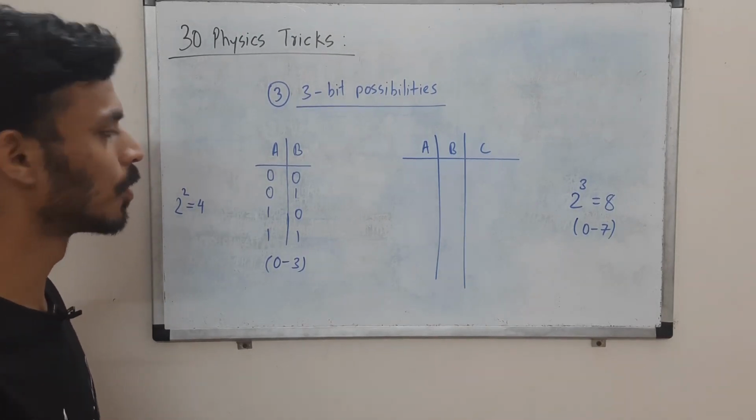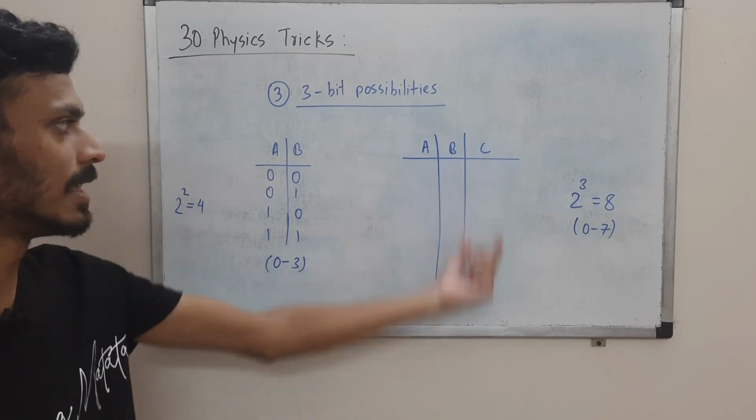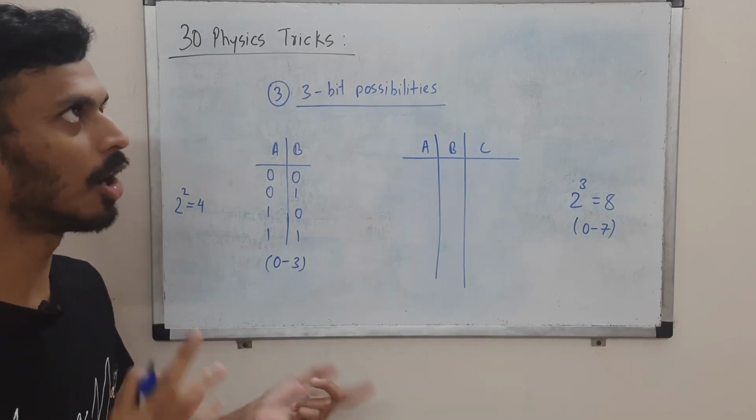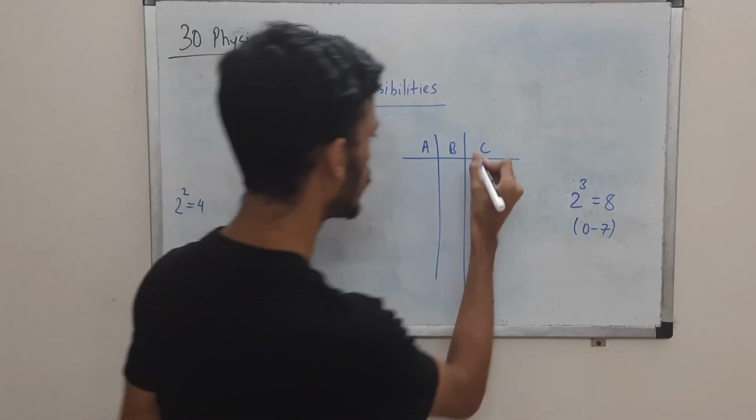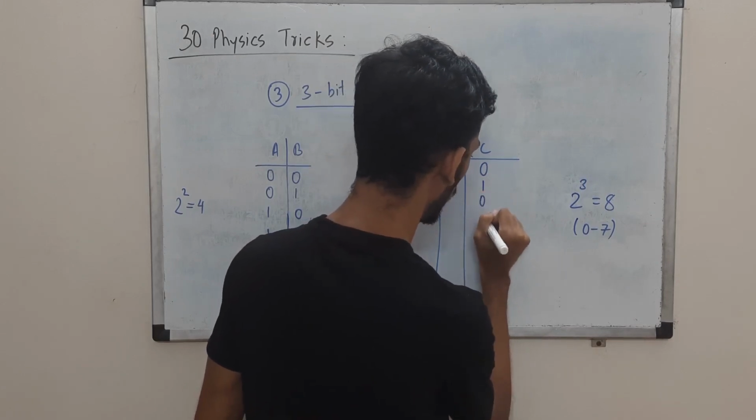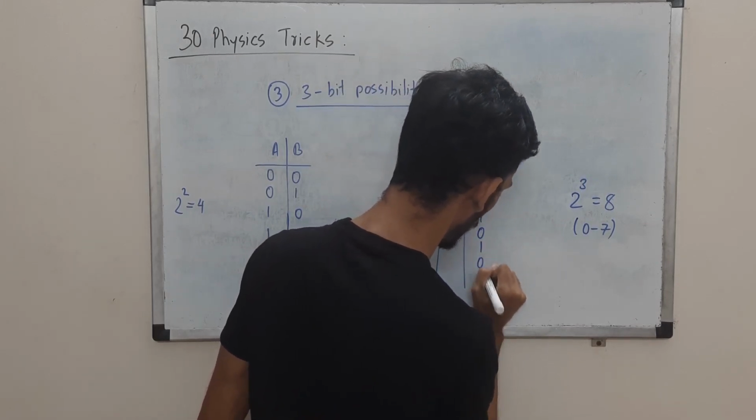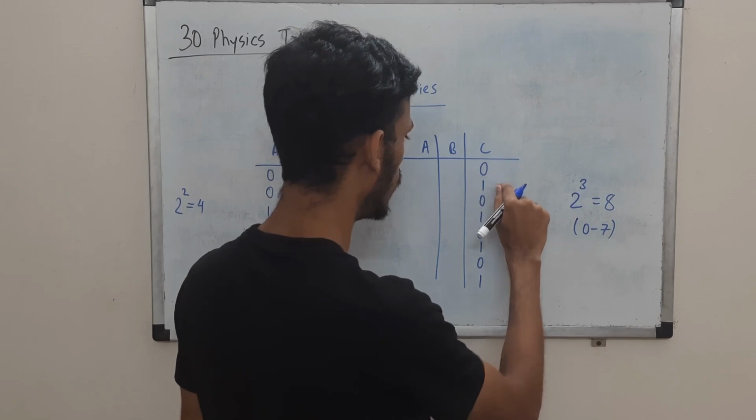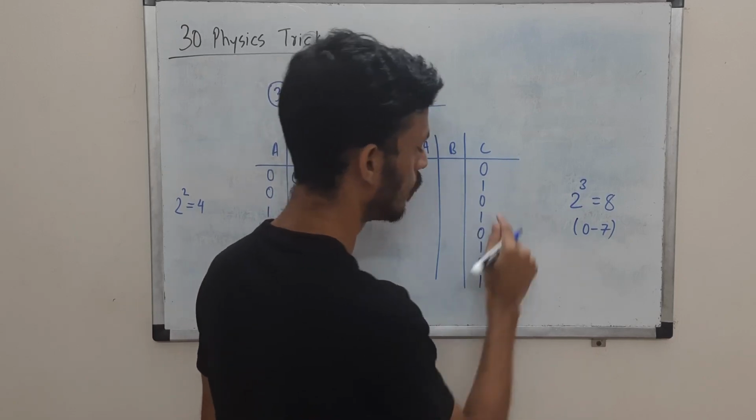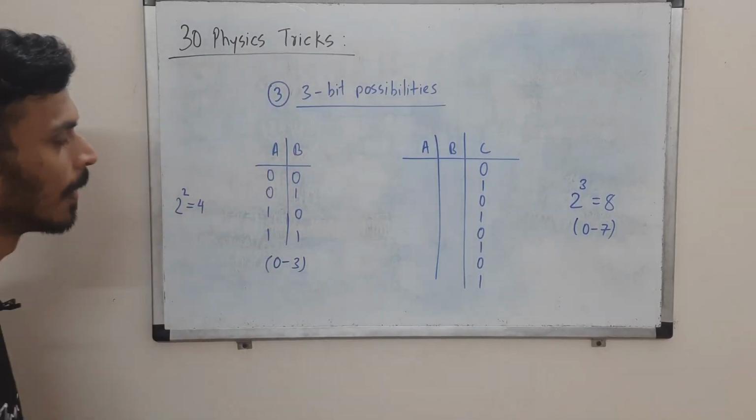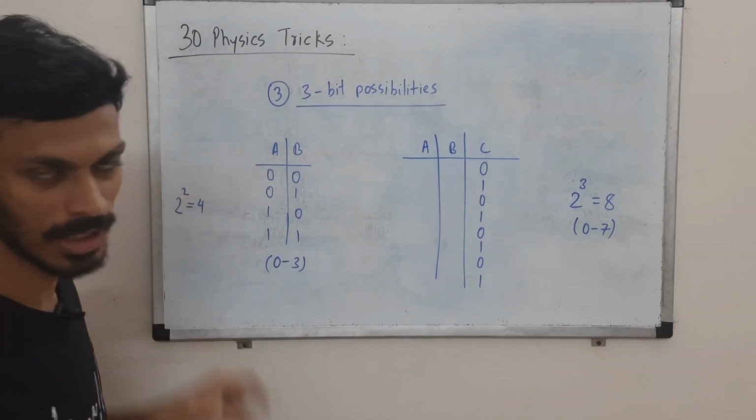That is the question. My suggestion to you is to write the C column first and write it alternatively with 0 and 1. So you begin with 0, 1, 0, 1, 0, 1, 0, 1. Right, 8 combinations, 4 zeros, 4 ones, alternating. Now repeat each of these combinations twice.